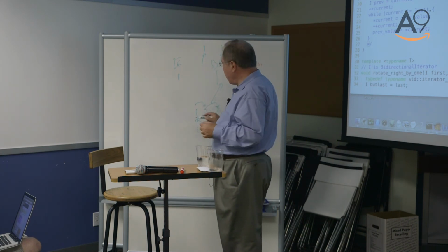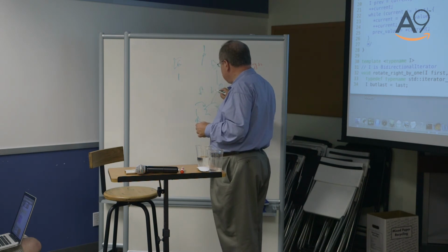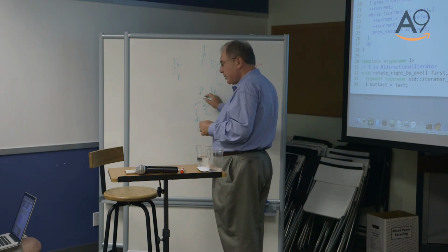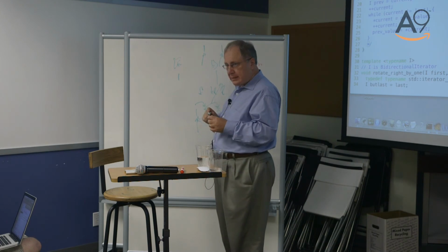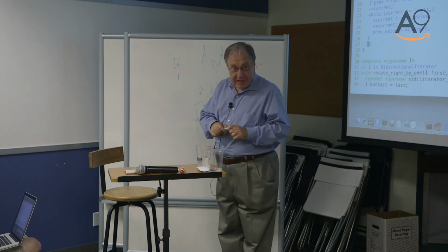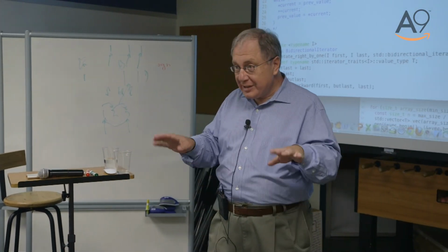So what do we need? We need a range from first to but-last. This is the first range. And the second range is from but-last to last. It's a 1-element range. So we could use that, and there is a beautiful algorithm which we'll study eventually. Right now we'll just use it.